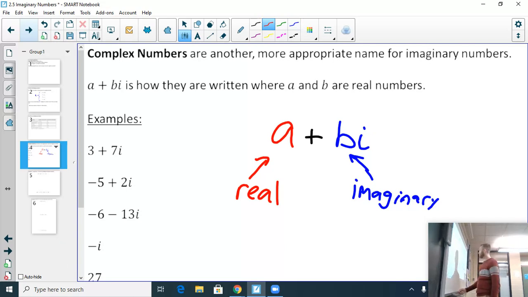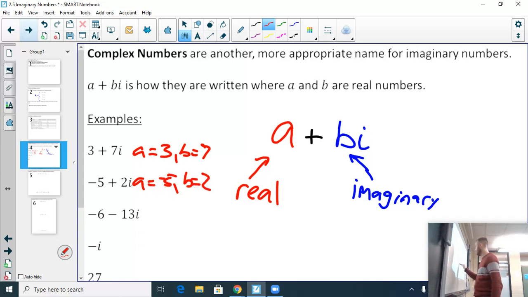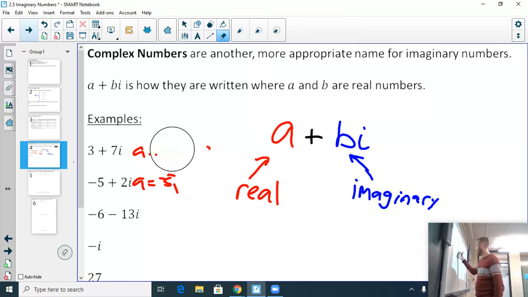Some examples of complex numbers are 3 plus 7i, right? Here A equals 3, B equals 7. Negative numbers are fine too. A here equals -5, B equals 2. Again, negative numbers are fine. -6 minus 13i is an example.